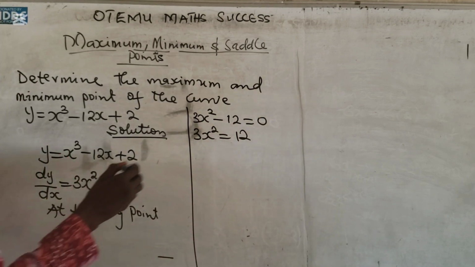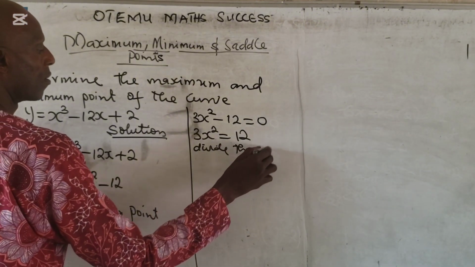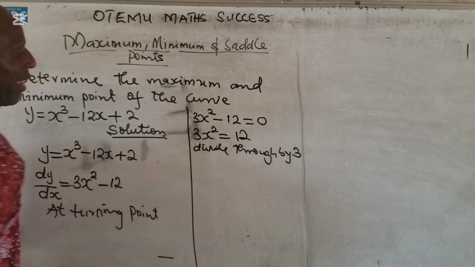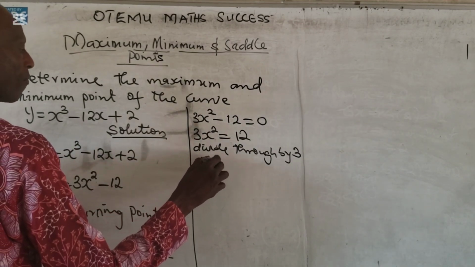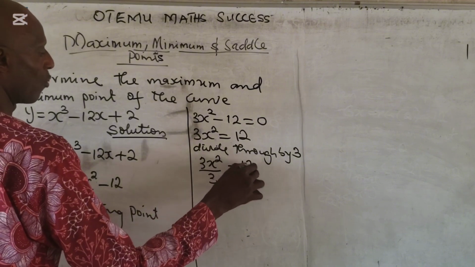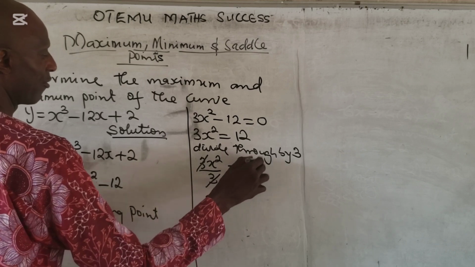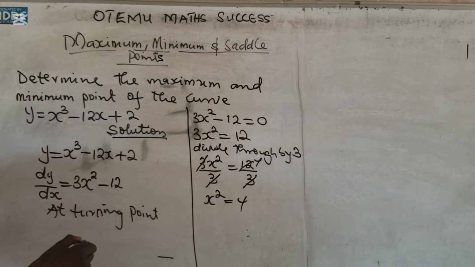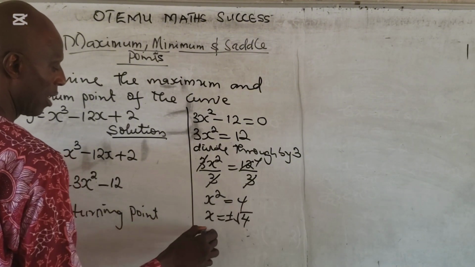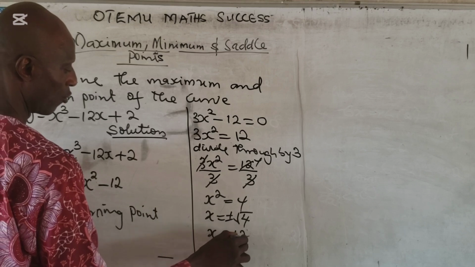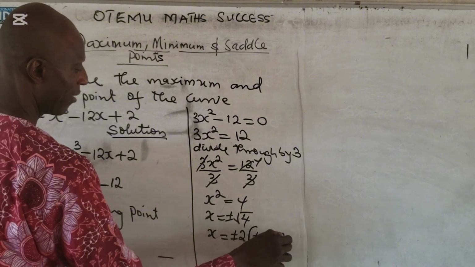The first thing to do is to divide through by the coefficient of x squared, which is 3. So here will be 3x squared over 3 is equal to 12 over 3. This will cancel this, we are left with x squared there. This will cancel to give us 4. So x squared is equal to 4. Let's take the square root of both sides. So x is plus or minus the square root of 4, and x is plus or minus 2, because the square root of 4 is 2. So we have two values there, plus 2 and minus 2.